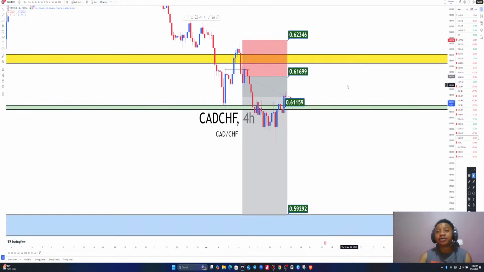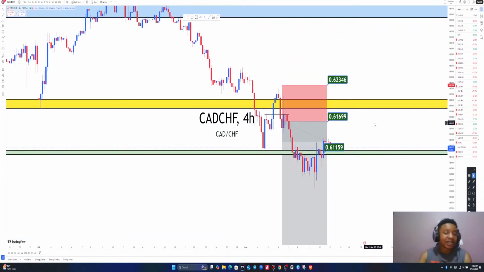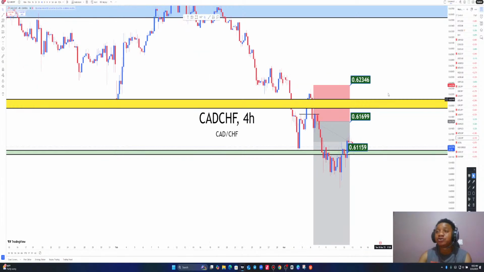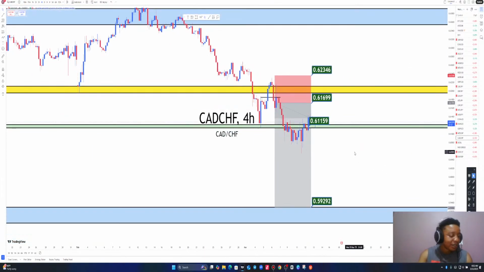So CAD CHF, we already have an entry here which has hit TP1. Those of you that are in the signals group, remember that CAD CHF was a trade that I gave to you guys, I think last week. And then we were able to hit TP1 profit. We are expecting price to break below the support level to give us our TP2 profit as usual. But let's go through it and see what is going to happen next.